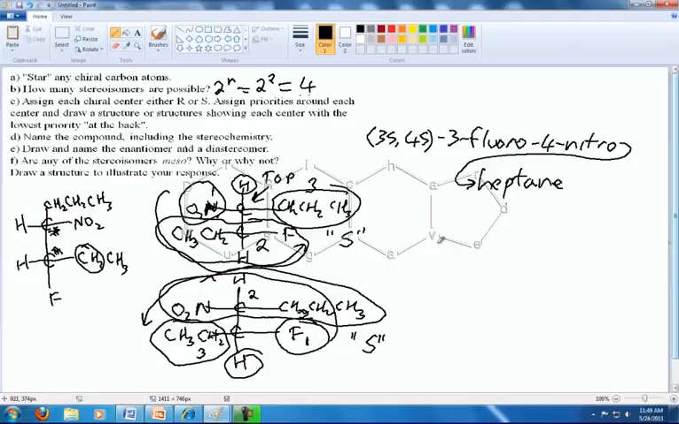Now when I redraw this, I can either use the initial compound or I can use one of these compounds here where I've put the lowest priority group in the back. I think I'll just use the ones where I've got the lowest priority group in the back, although I don't have to.